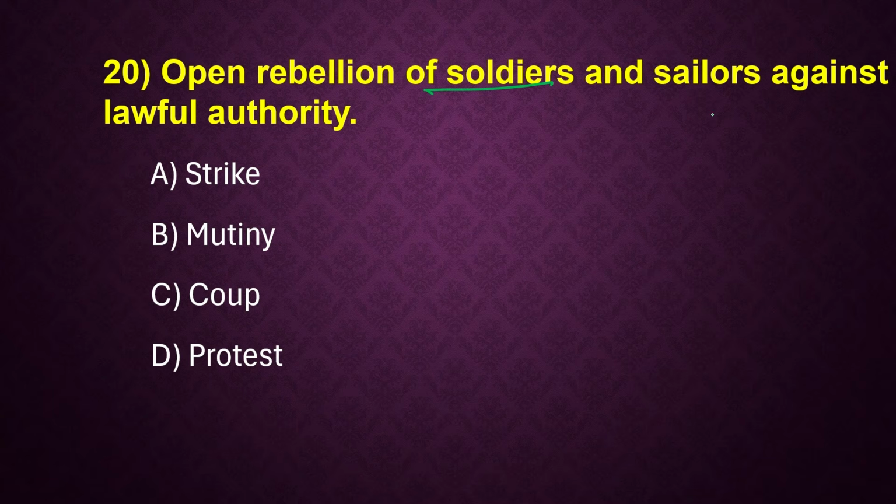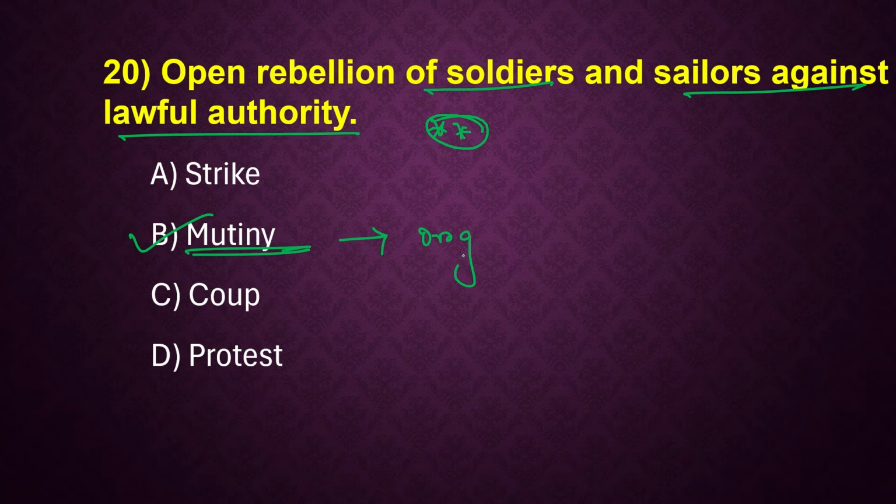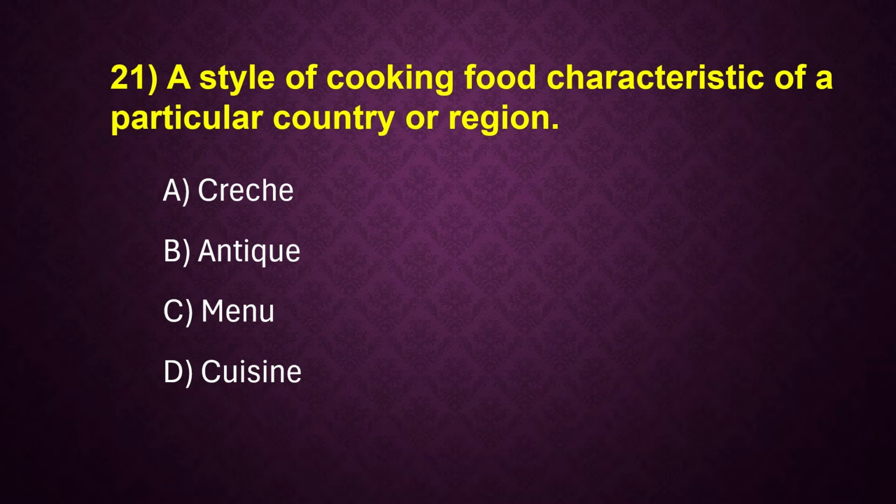Open rebellion of soldiers and sailors against lawful authority. This one is also very important. So the correct answer is option B, that is a very common term, mutiny. Mutiny is an organized rebellion by soldiers, sailors, or crew members against the officers or authority controlling them. That is called mutiny.